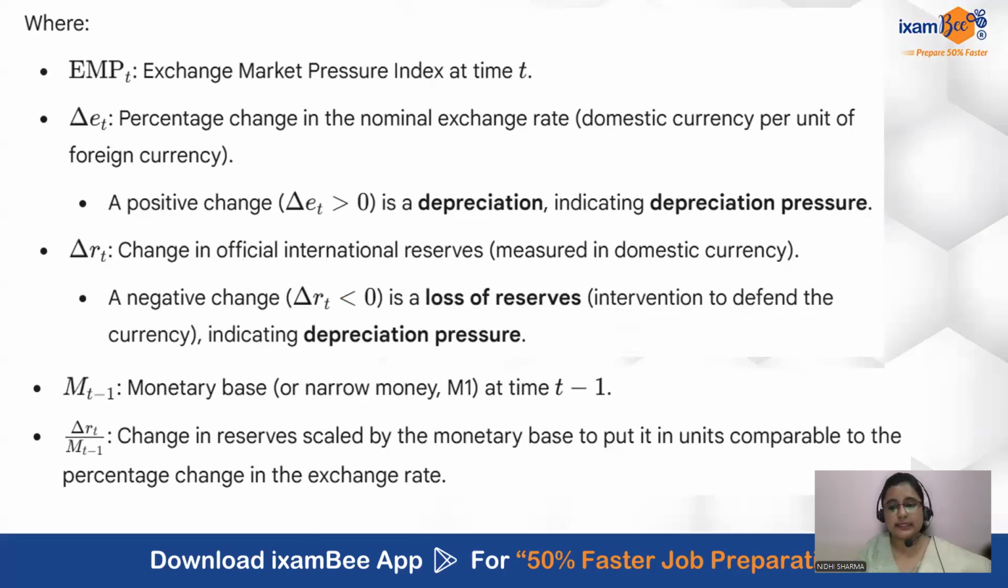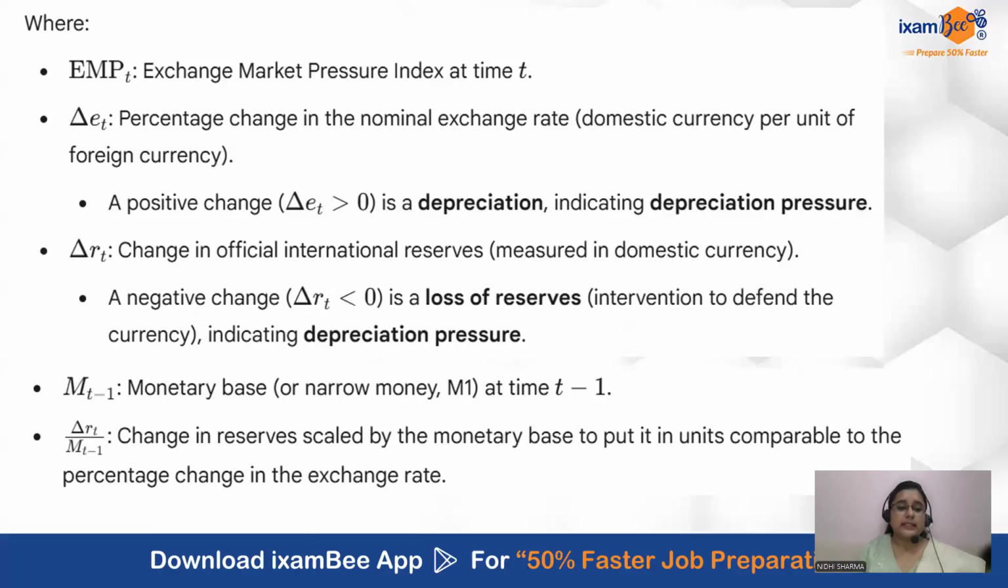So EMP_t is obviously the exchange market pressure index at time t. Delta e_t is the percentage change in the nominal exchange rate, that is domestic currency per unit of foreign exchange rate. Now you have to understand that a positive change, that is when delta e_t is greater than zero, is a depreciation, indicating a depreciation pressure on the exchange rate. Delta R_t is the change in the official international reserves measured in domestic currency. If there is a negative change, that is delta R_t is less than zero, then there is basically a loss of reserve, intervention to defend the currency, indicating depreciation pressure.